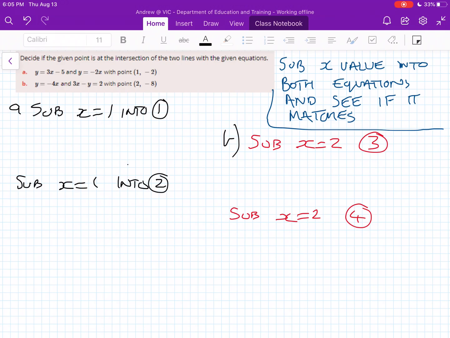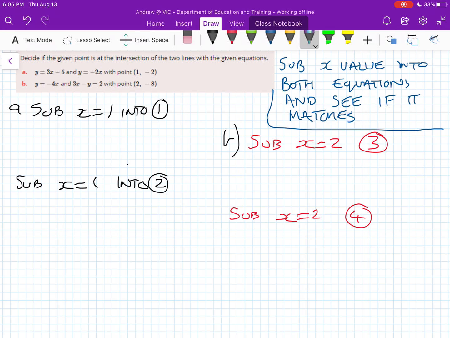G'day everyone, in this video we're going to be looking to see if a point is the intersection of two lines. Essentially, is that point the solution or the answer of those simultaneous equations, is another way of putting it. What we need to do is substitute the x value into both equations and see if it comes out with the same y value. And if it is the same as the point it's giving, it's all good.